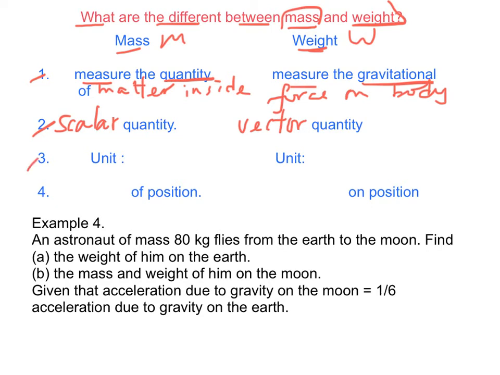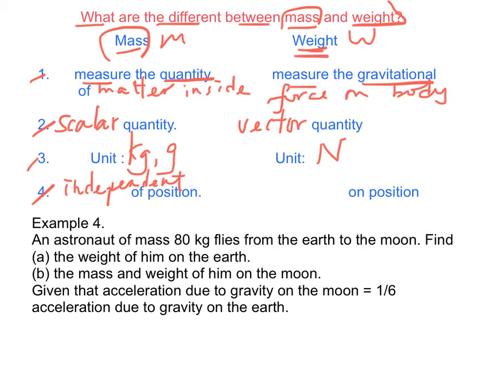Third, the unit of mass is kg or gram, and the unit of weight is Newton. Fourth, the mass of a body is independent of the position of the body. However, the weight of a body depends on the position where it is.